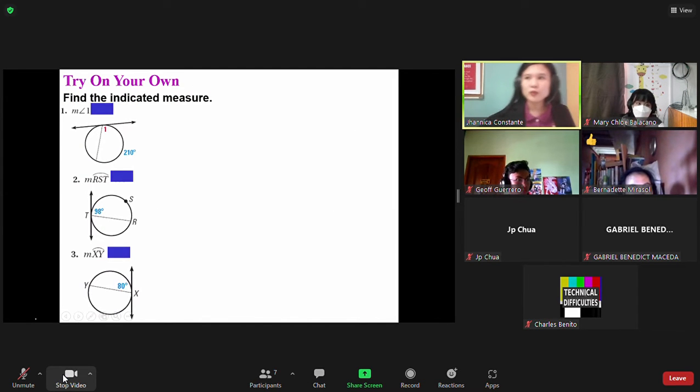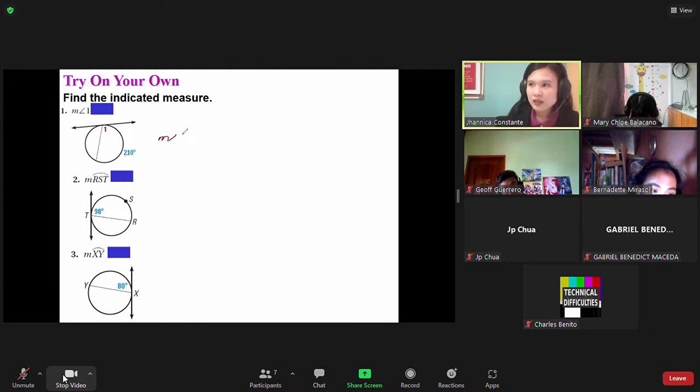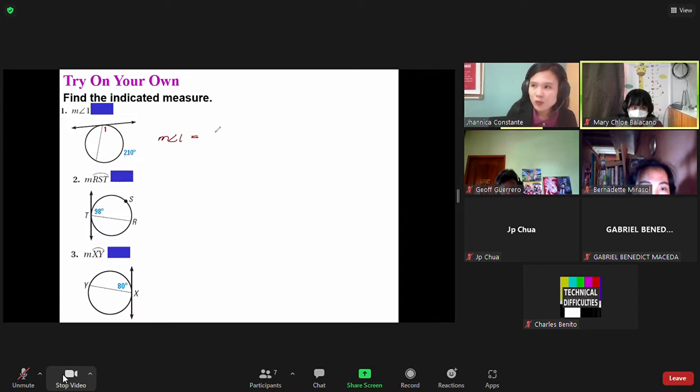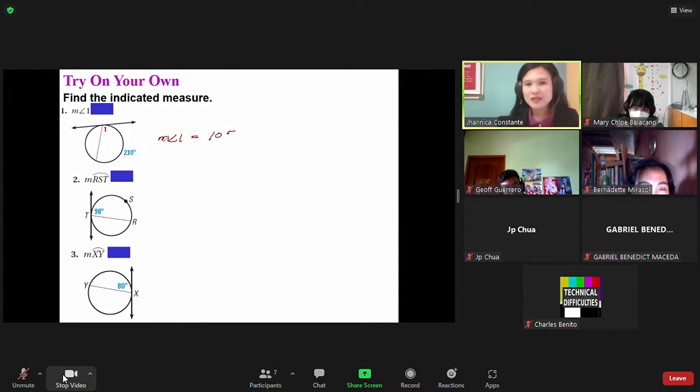So for example, we have this following circle. We need to find the measurement of angle 1. As you can see, angle 1 is being made by our tangent line and a chord. So that means we're just going to get half of the measurement of our arc that measures 210. So what is the measurement of angle 1? Angle 1 measures half of 210, 105. So that is the measurement of our angle 1.